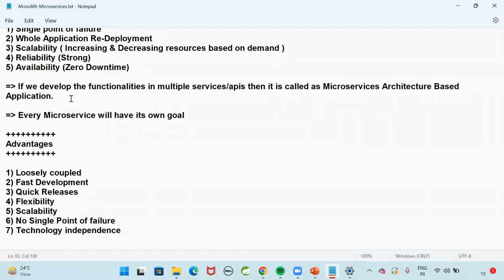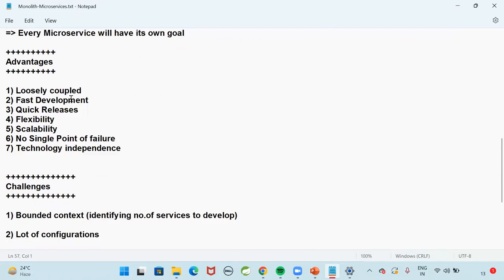Okay, so when we go for microservices, there are some advantages available and there are some challenges also available. What are the advantages? Loose coupling, fast development, quick releases. Flexibility will be there, scalability will be there, no single point of failure, and the technology independence concept also we can achieve when we go for microservices.